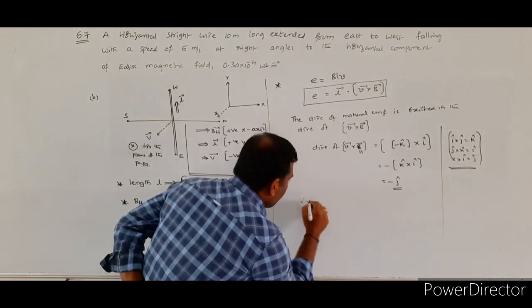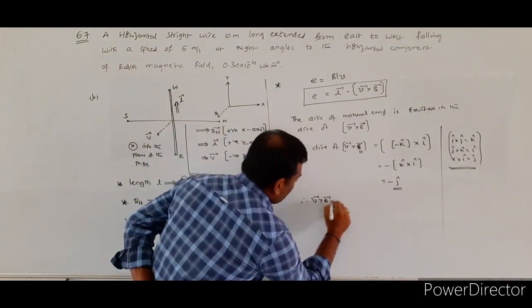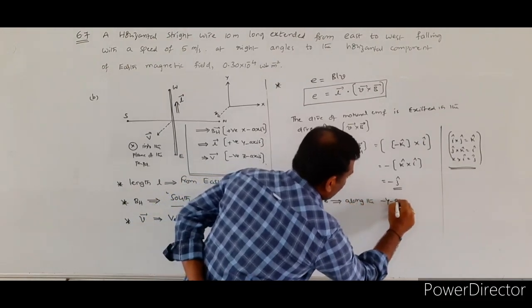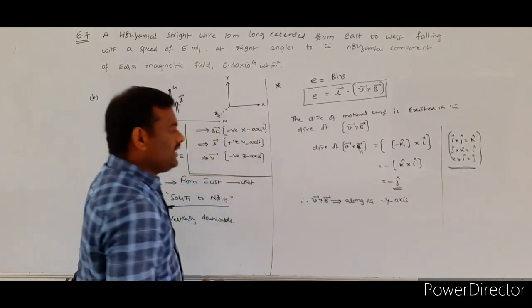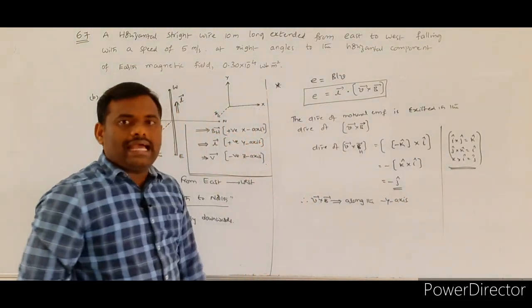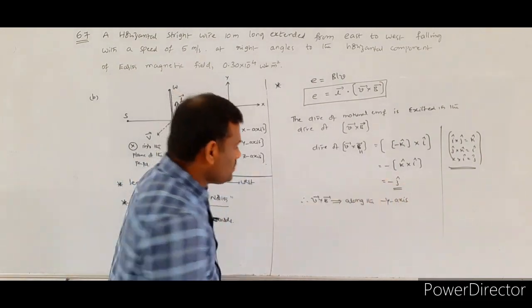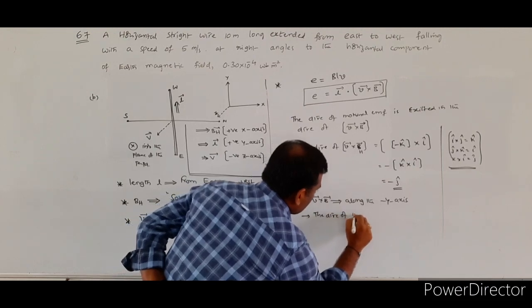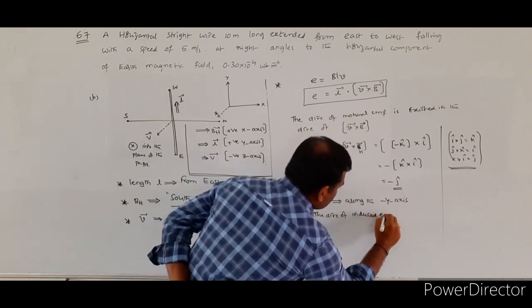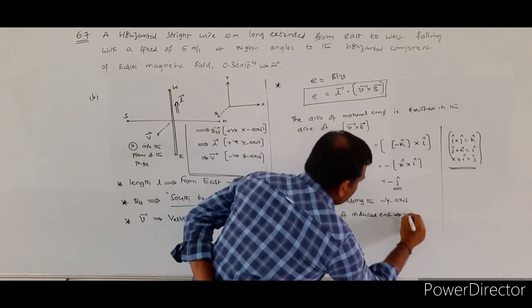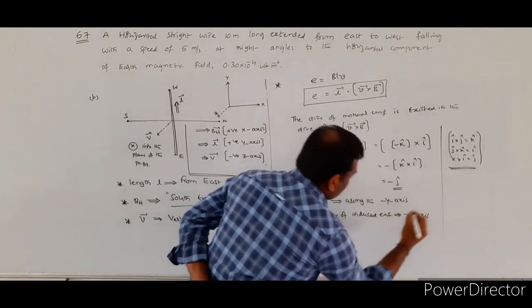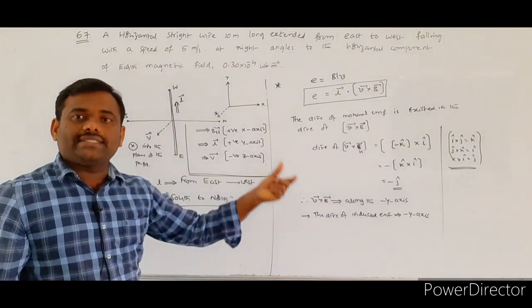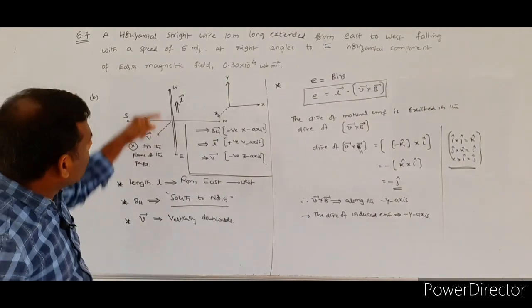So v bar cross b bar will be acting along the negative y axis. If v bar cross b bar is acting along the negative y axis, then the direction of the induced EMF is also acting along the negative y axis. But they didn't give the x axis, y axis, z axis. Negative y axis means what?